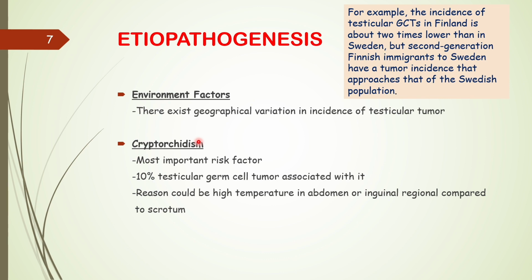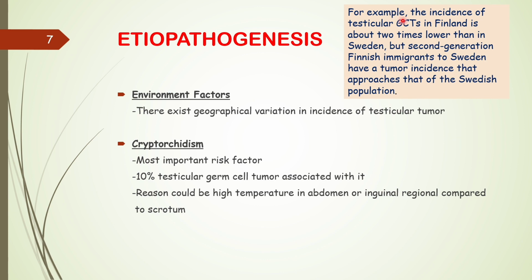So first, let's begin with etiopathogenesis. Why does testicular tumor develop and what is the mechanism for the development? Now this is a very interesting scenario that is given in the Robbins book. They have written the example that the incidence of testicular germ cell tumor in Finland is about 2 times lower than the Swedish population. But in a study, the scientists observed that second generation Finnish immigrants, those individuals that immigrated from Finland to Sweden, have a high tumor incidence. They have an incidence similar to that of the Swedish population.